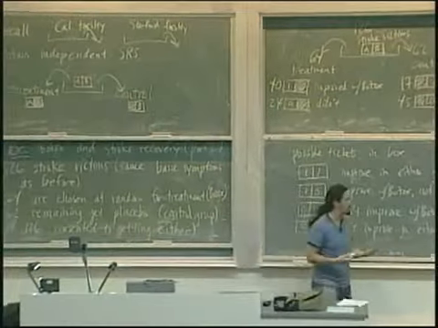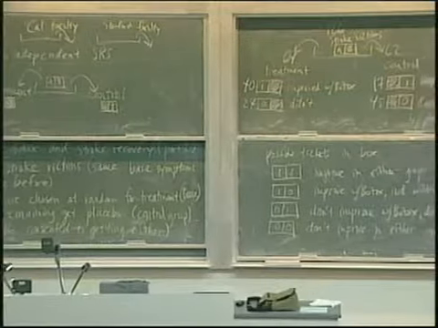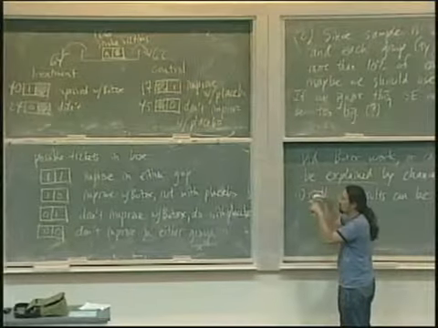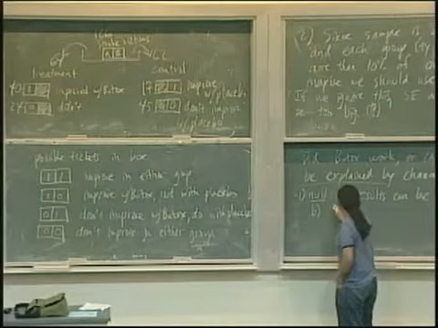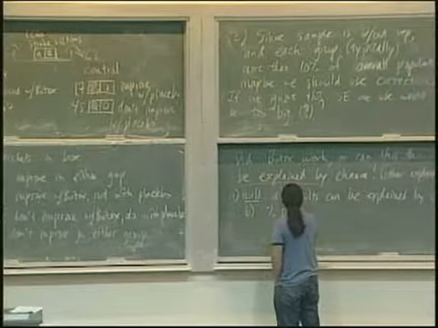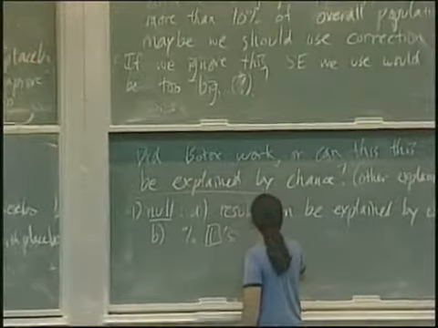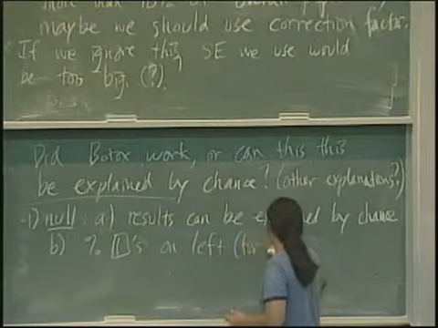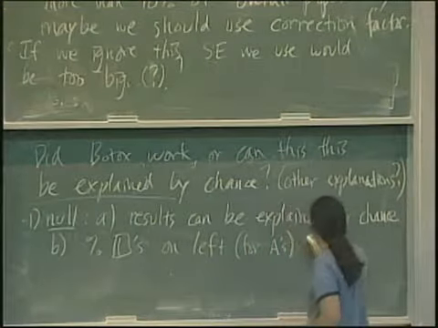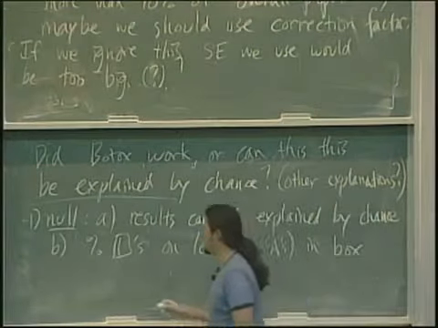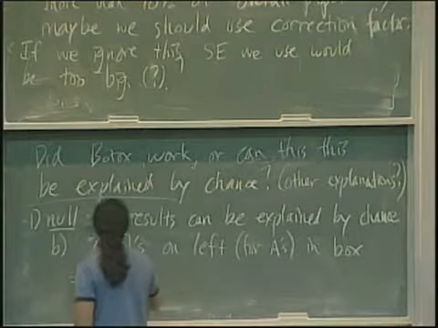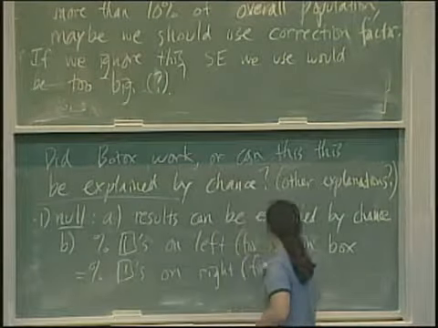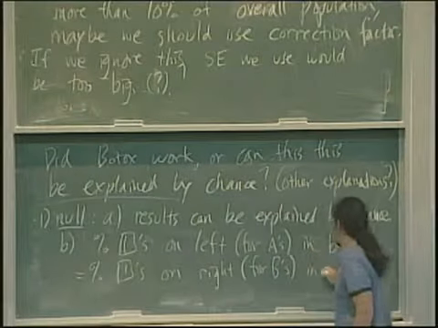So your null hypothesis may seem a little bit weird for these situations, but it sort of has to be that way because you only have one population, so you have to be a little bit careful. So percentage of 1s on left, or if you want to say for the A's, in box is equal to the percentage of 1s on the right. Or if you want, you could say it for the B's in the box.